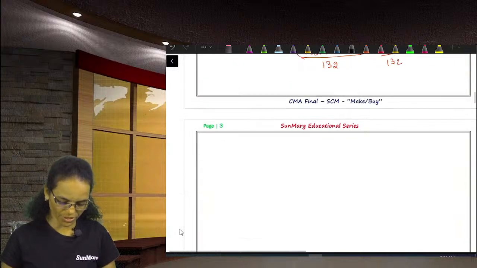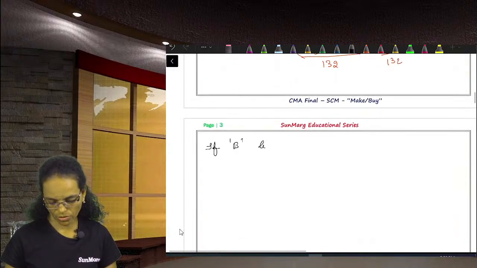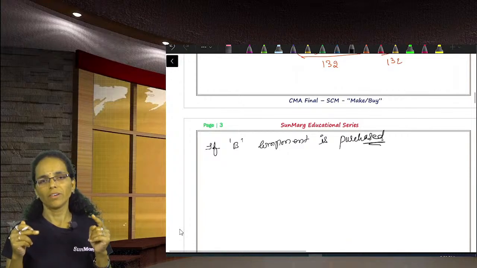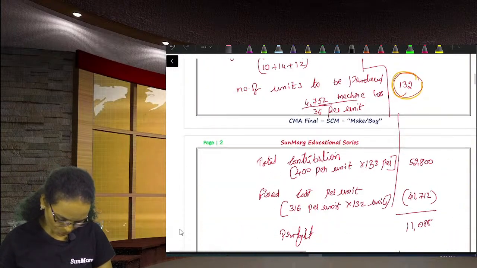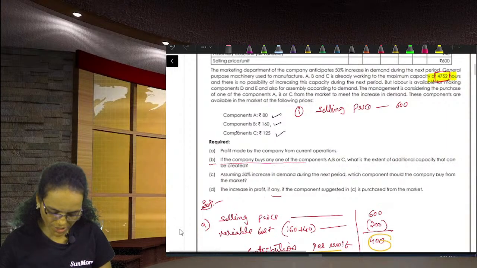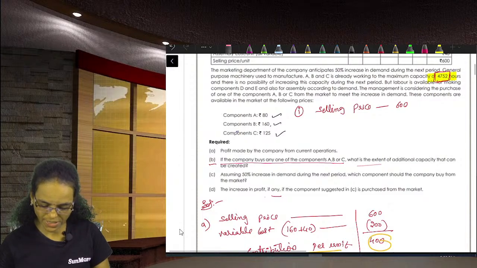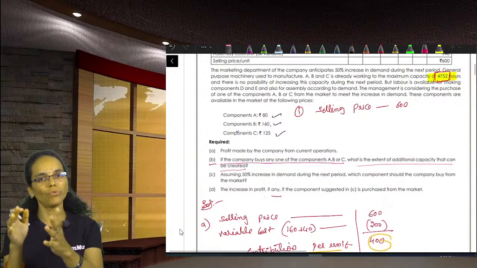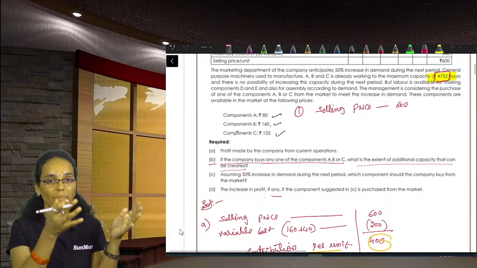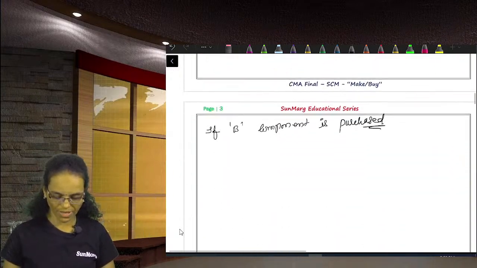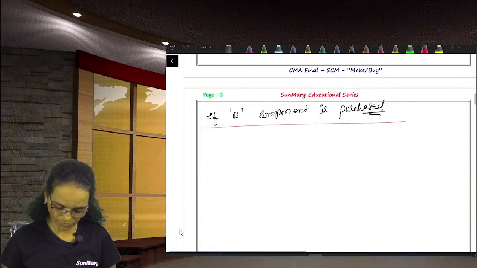Take an example, we are purchasing component B. Why are we checking A, B and C? See, if the company buys any one of the components A, B or C, what is the extent of additional capacity that can be created? So individually we need to check for component A, component B and component C, so that we will come to know what additional capacity we are producing by purchasing one of the components from the external market. That is the reason we are checking all 3 components.